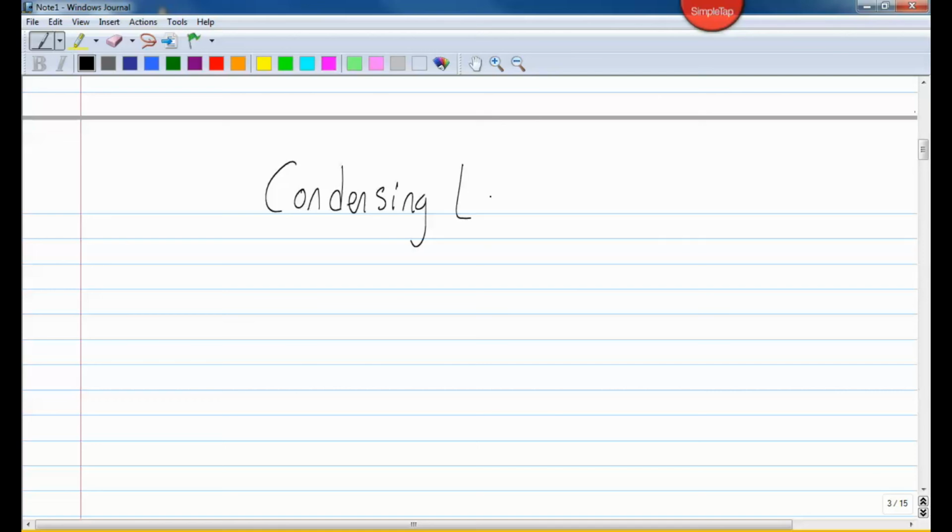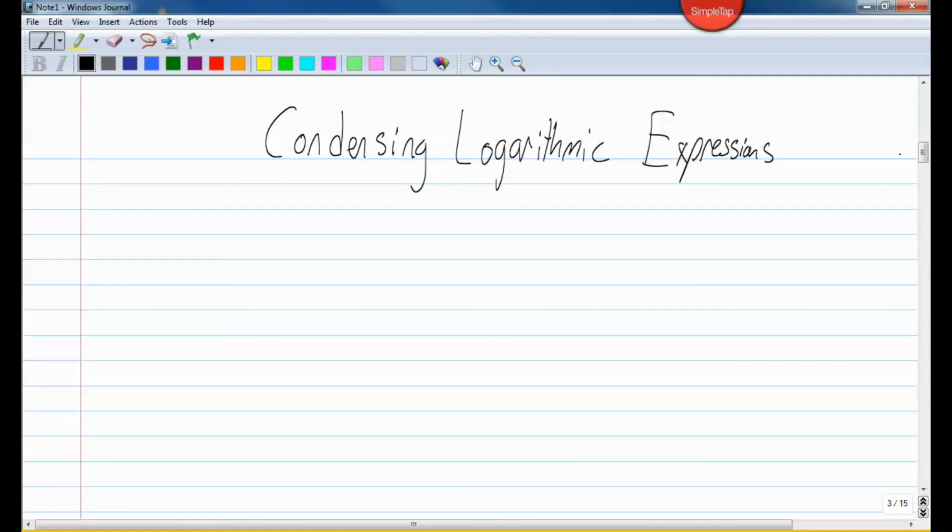All right, let's take a look now at condensing logarithmic expressions. Think about what condensing means. When I hear the word condensing, I always think about condensed milk. I don't know why, but I do. But condensing means to make it smaller. So what if we have a logarithm that's written out, expanded? How could we make that just one logarithm?